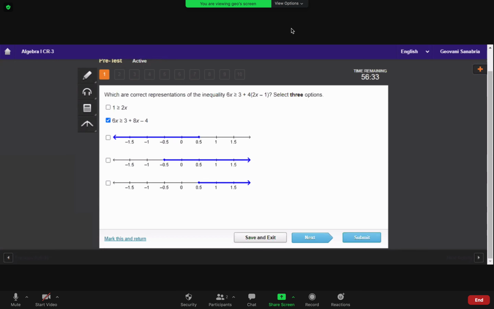3 minus 4 would be negative 1, because you're subtracting off the bigger. So you could write it down two ways. You could write 6x greater than or equal to negative 1 plus 8x. Or you could write the negative 1 after the 8x, and it would just be 8x minus 1. Either of those is fine.